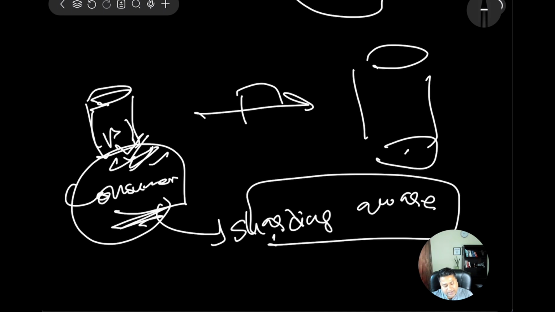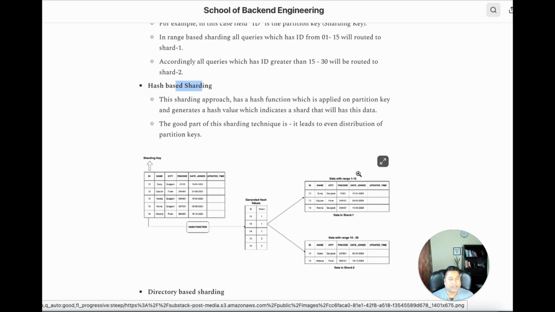Second way, you basically introduce a load balancer in between, which will do the calculation and understanding of sharding on behalf of the client, right? So there could be one or two ways, right? This is where your calculation of all these things will happen.